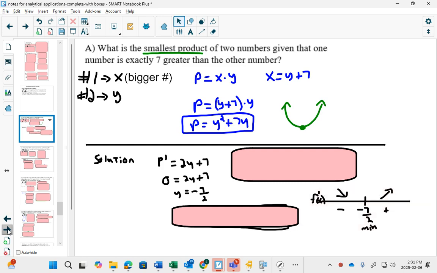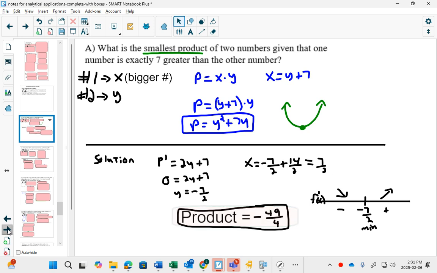You could even do your number line for your first derivative test. We knew it was a parabola already, but it is decreasing, then increasing. So you know that when y is negative 7 over 2, you're going to get a minimum. Well, we can plug that in and get the x value too. And we find out that the smallest product you could get, if you had two numbers multiplied together, would be negative 49 over 4.